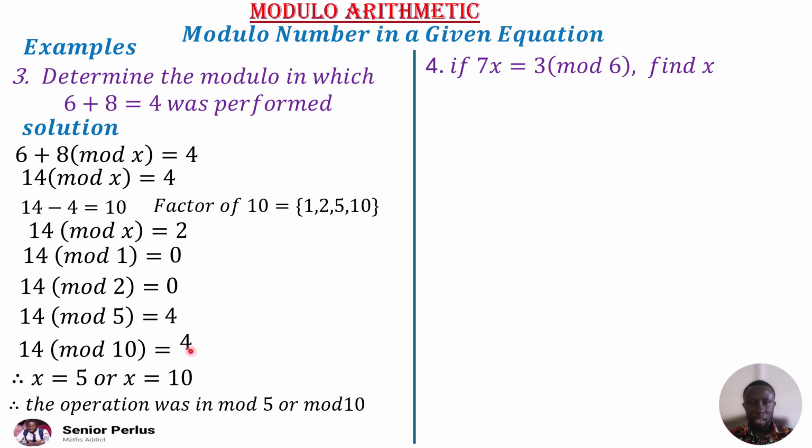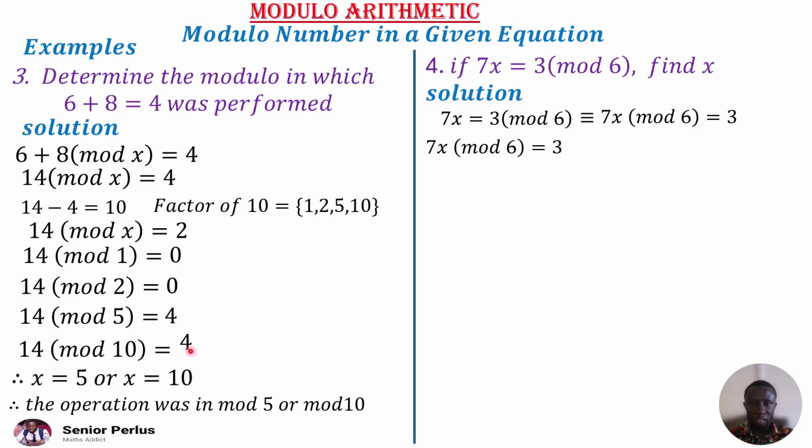4. If 7S is congruent to 3 mod 6, find S. So they say we should find S. What should we do? We talk about congruence or equivalence, so we can change this to 7S mod 6 is 3. So this is the same as 7S mod 6 is 3. In solving this, you have to change it. We talked about congruence in our previous videos.